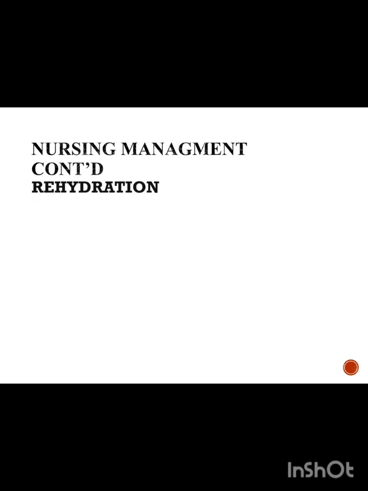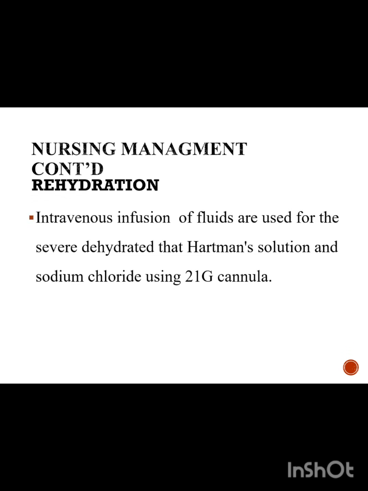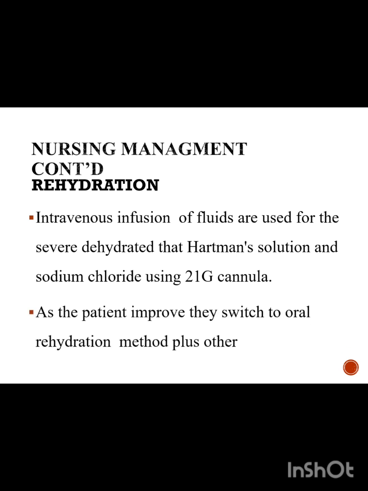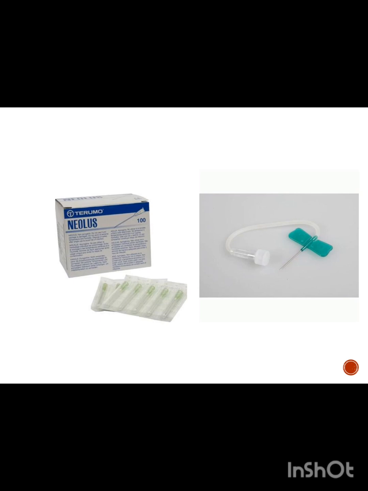Then rehydration continues. You need to give a 21G cannula, which is big enough so that fluids are able to flow as quickly as possible. As the patient improves, you can switch to oral rehydration, or you can add other methods. You can still add the IV as well as the orals. That's just an example of a 21G cannula.